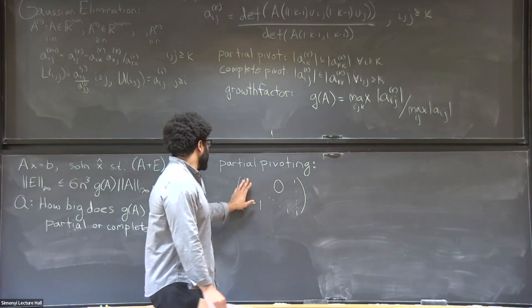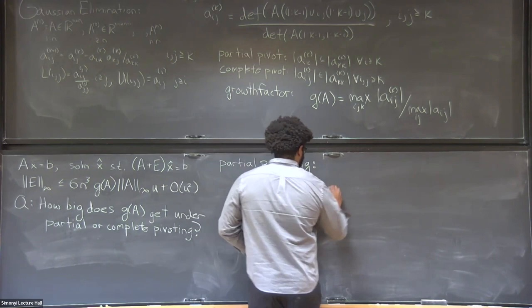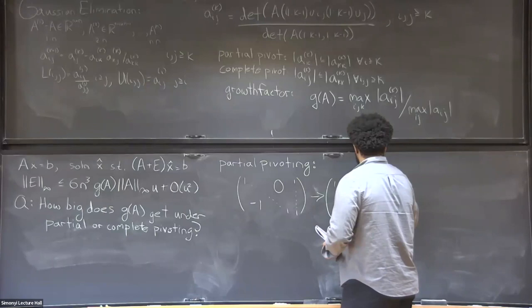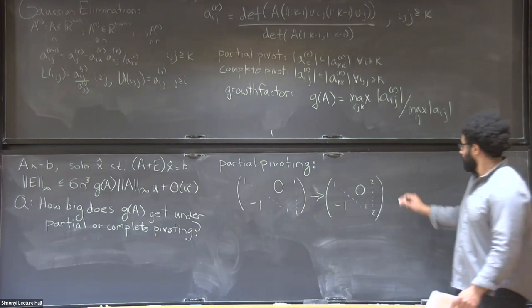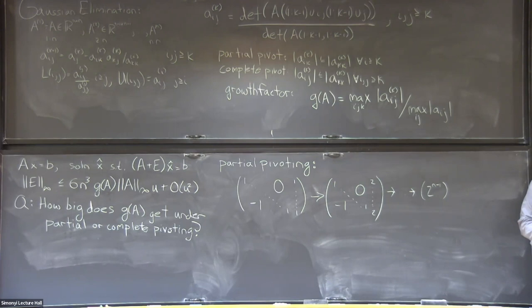There's going to be no fill-in here. What's going to happen is the entries of this column are going to double. So after one step, this goes to this, and eventually we'll be left with 2 to the n minus 1. And this is in fact tight, because I have it up here.